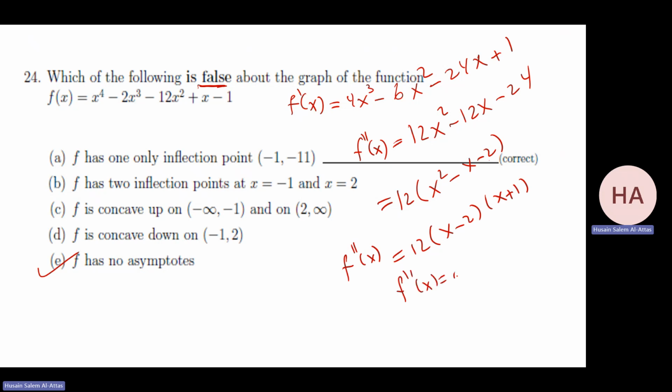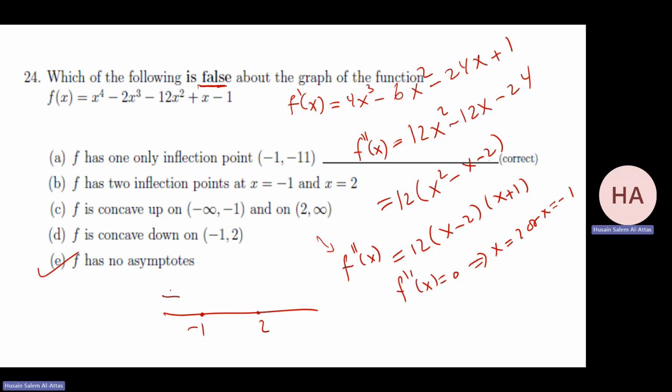F double prime equal to 0. That implies x equal 2 or x equal minus 1. So I'd be like minus 1 and 2. Okay. Before minus 1, check the sign of f double prime. Check if it's up or down, everything. Before minus 1, take minus 2.